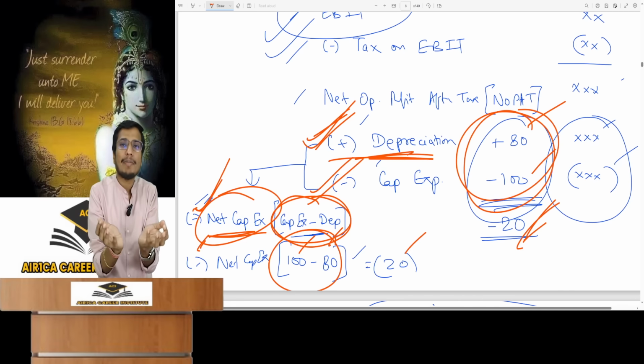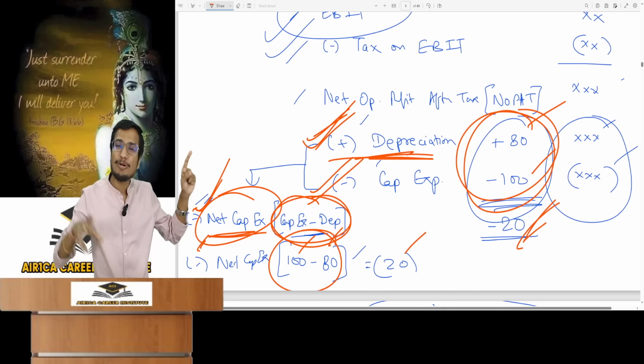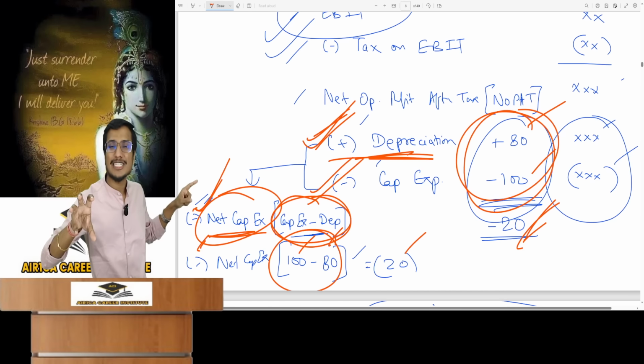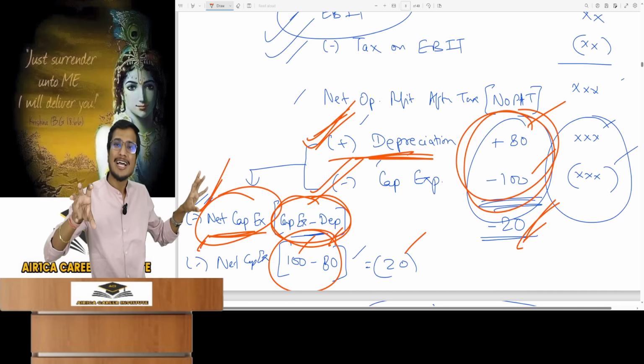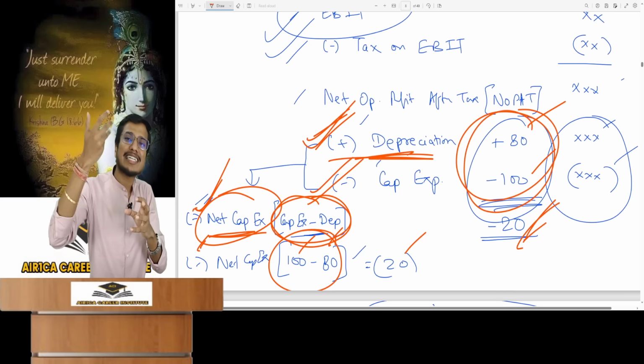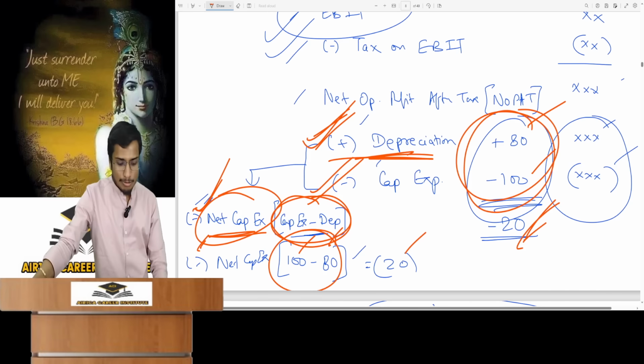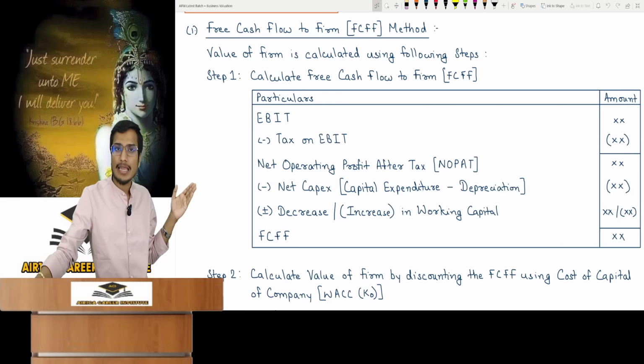So you start accumulating money in the name of depreciation in a way. So it means I accumulated 80 rupees this year in the name of depreciation. How much was spent on a new machine? It was 100 rupees. How much extra did I have to pay from my pocket? 20 rupees. Did you get it? This is the logic. So what you'll do is deduct net capex from NOPAT, which is capital expenditure minus depreciation.